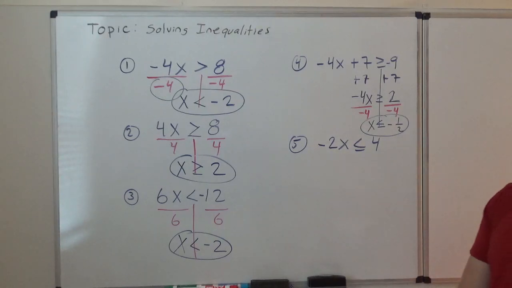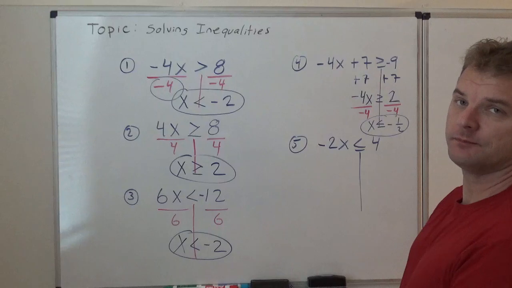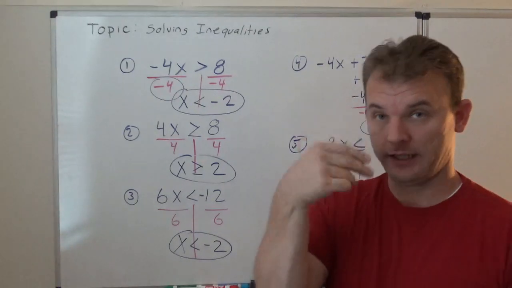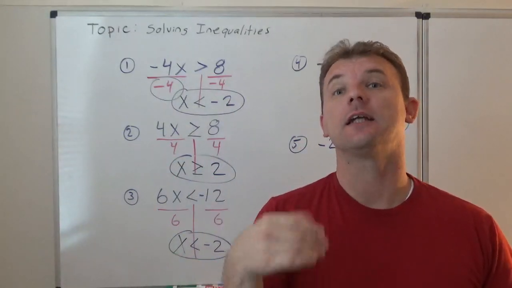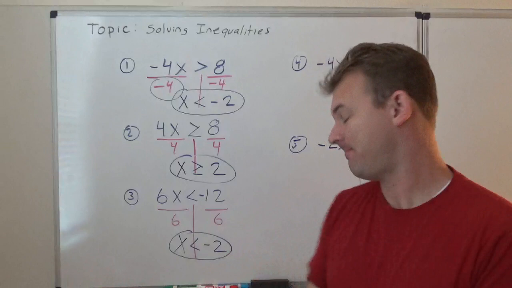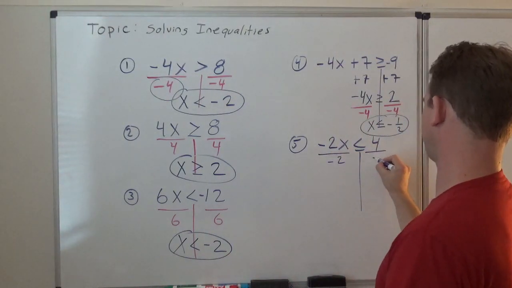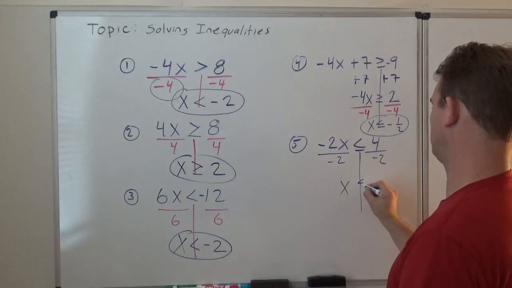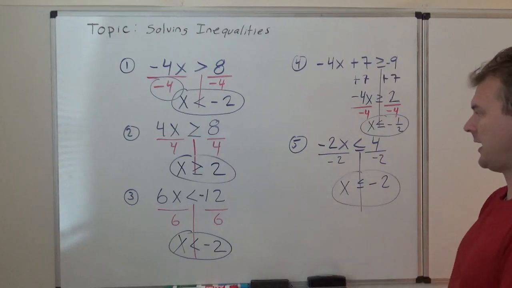Look at number 5. What do we do? Divide by a negative. So in my head, I remember that if I divide by a negative number in an inequality, it's going to change the sign. Okay, there's your answers.